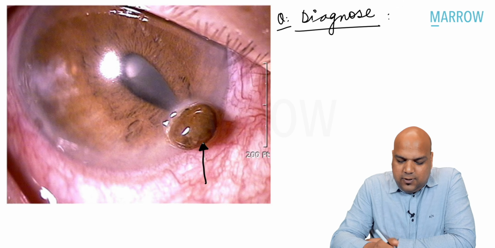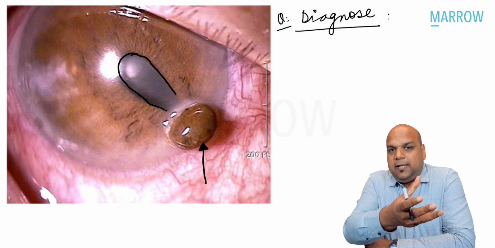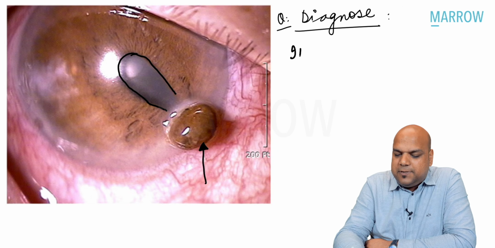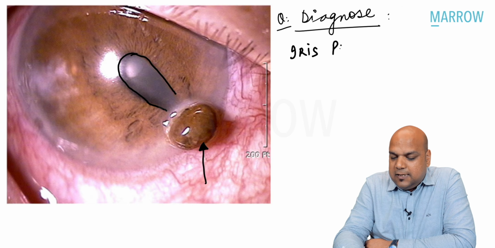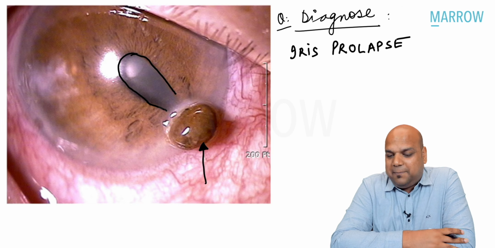No. As you can see, the pupil is stretched. This is the main giveaway. The pupil is stretched towards this side. That means the iris is pulling the pupil. That means the iris has prolapsed. Yes. So this is a case of iris prolapse.